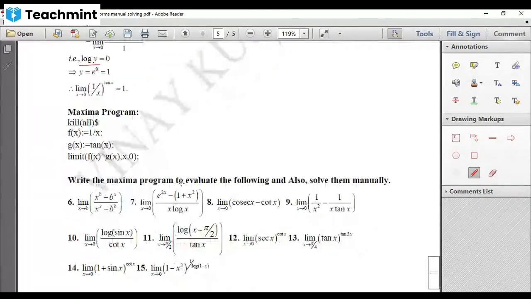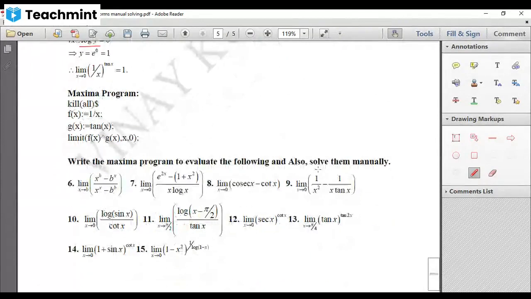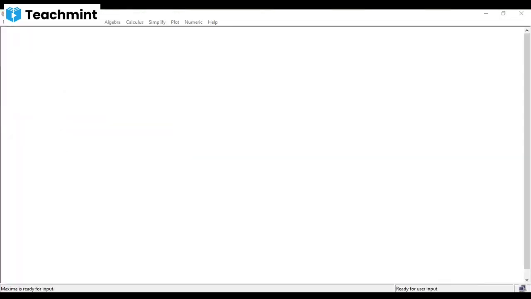So I had given a few more problems. You write the Maxima program and also solve them manually. Now we'll execute all these in Maxima. So kill all as usual. What was our first problem?